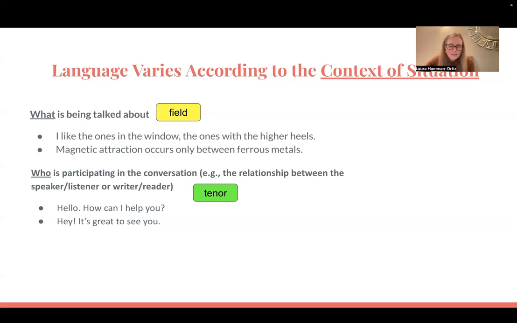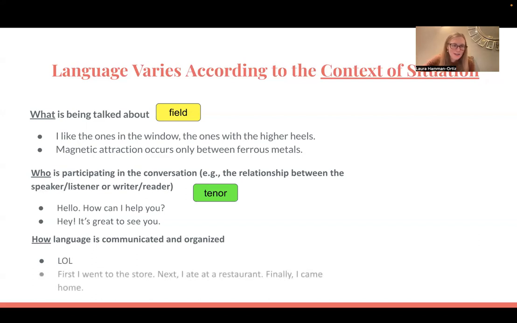And the final aspect of the context of situation that Halliday identifies is how the language is communicated and organized. So if you see LOL like that, you probably would assume that maybe that is communicated in a text, right? That's usually how we see that language communicated. First, I went to the store, next day at a restaurant, finally I came home. This is organized very much like something written. We don't often talk like that. And it sounds like a student perhaps practicing writing a procedure, writing a recounting of what that student did that day.